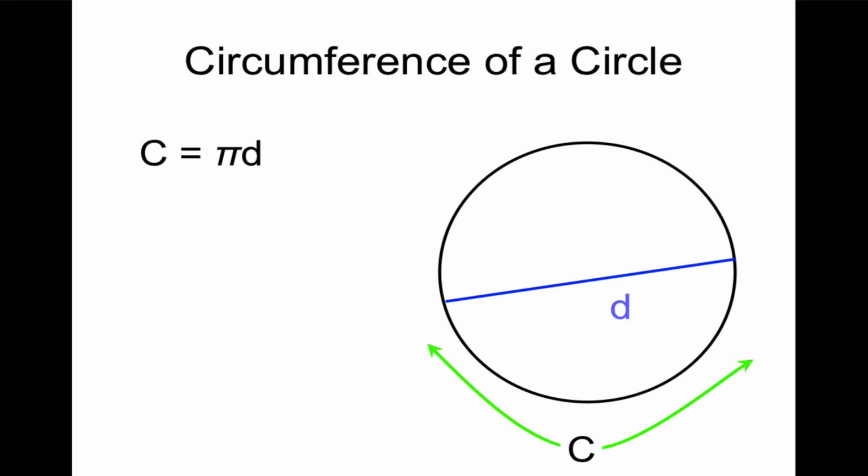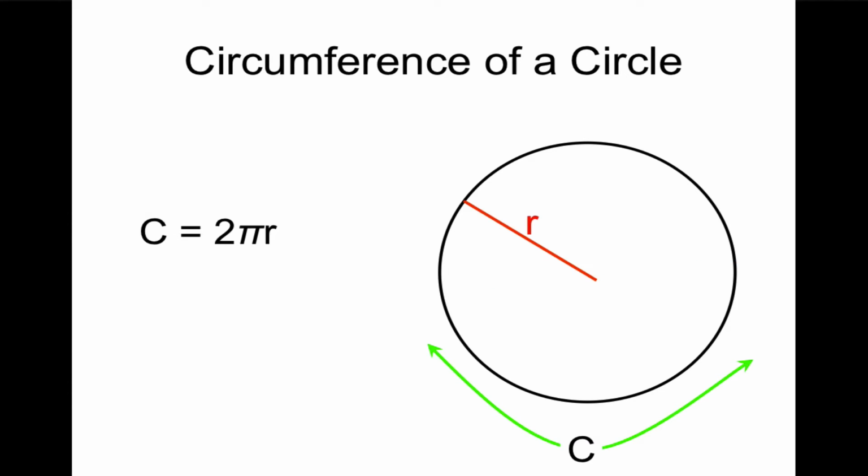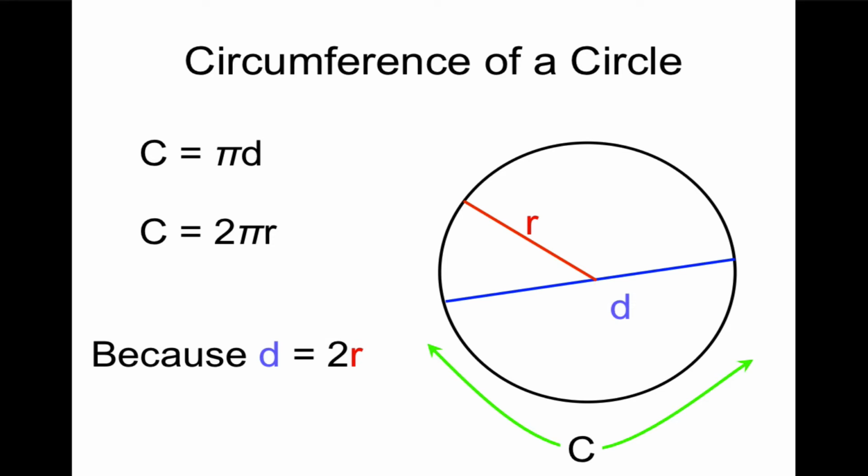So let's talk about how you can calculate the circumference of a circle. There's two ways. One way involves the diameter, and that would be that C, the circumference, is equal to pi times the diameter. Okay, pi being that irrational number that begins 3.14. The second way is that the circumference is equal to 2 times pi times the radius. The reason there's two formulas is that the diameter is twice as long as the radius. Okay, so d equals 2 times r.